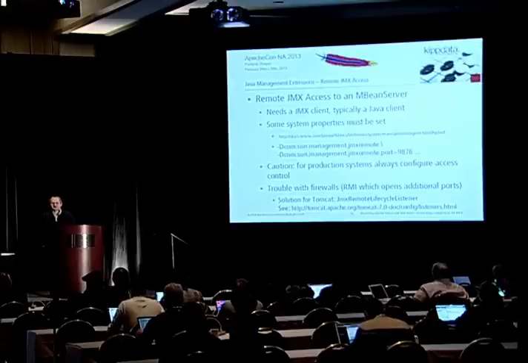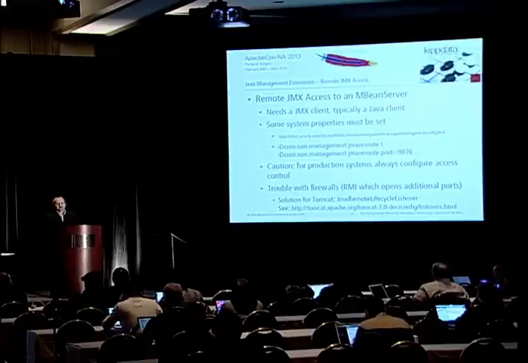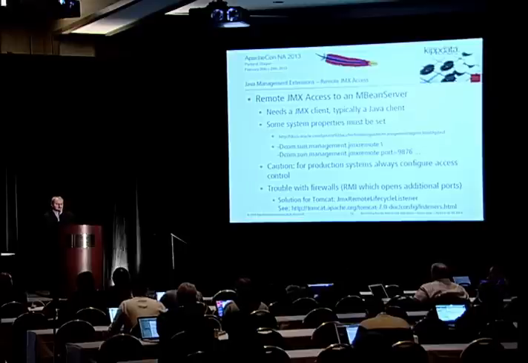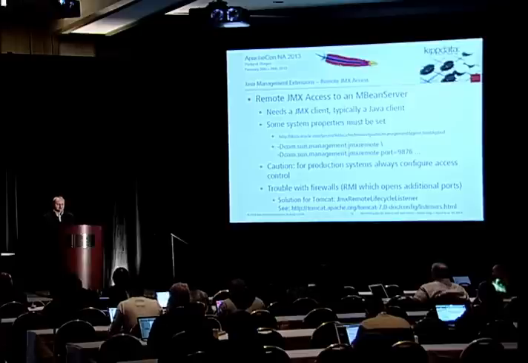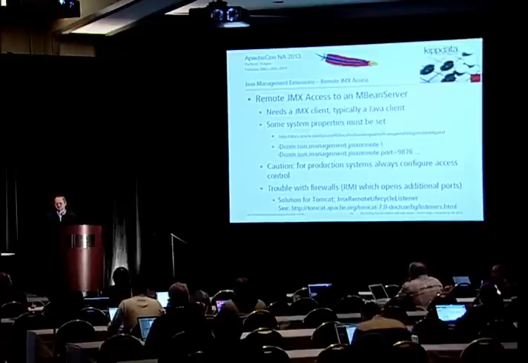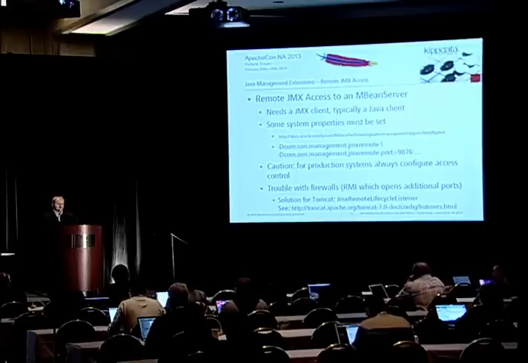So now, typically in monitoring, we want to do remote access. One way to do it is using Java as a client, because Java knows how to access JMX over the network. To enable this, one has to use a couple of system properties to allow remote access. I gave the URL where you can read about it. Caution, if you do it for production systems, always enable access control, because, as I said, JMX does not only provide metrics, it also allows calling operations. So whoever can connect to JMX might be able to do things to your running processes that you don't want, so use access control there.